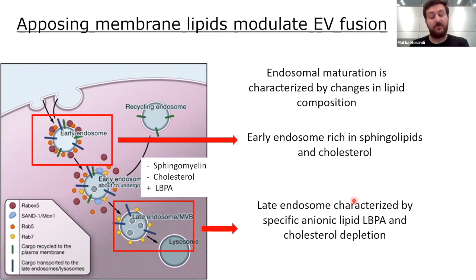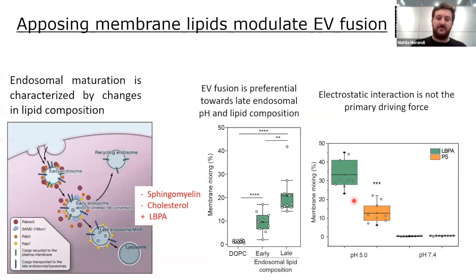knowing that now with our assay, we are not probing cargo delivery in general, but we're probing fusion efficiency exclusively. And what we see is that the further away we go from a late endosomal lipid composition, the lower the fusion efficiency gets. So if we go to early endosome with sphingomyelin and cholesterol, it's still lower than a late endosome lipid composition. And if we go to a fully non-biological membrane composed only of DOPC, the fusion efficiency is really, really low.